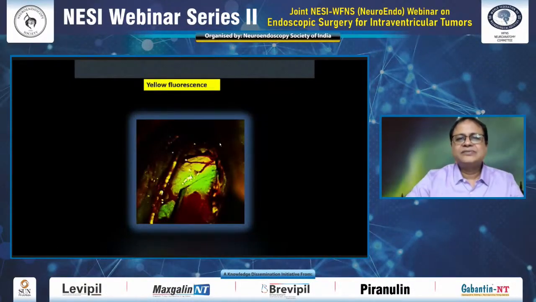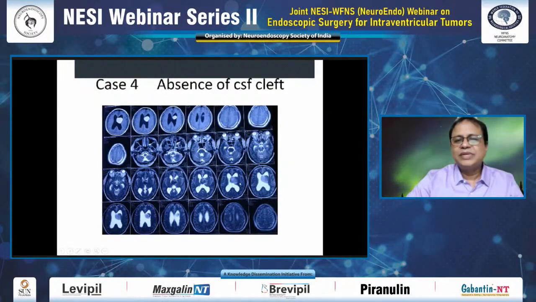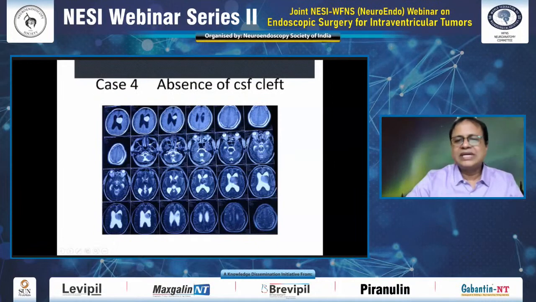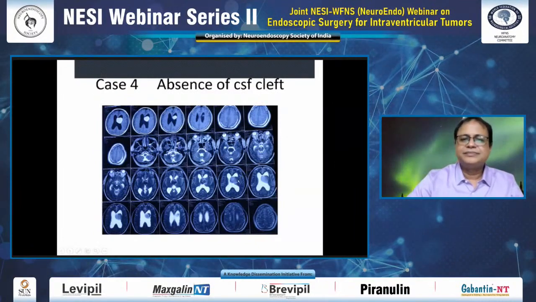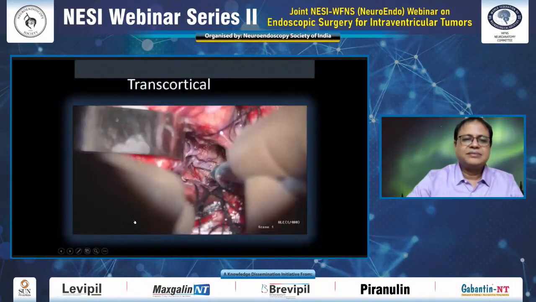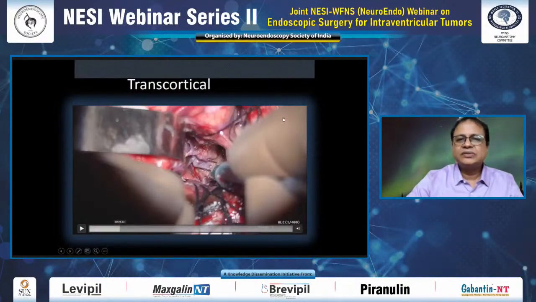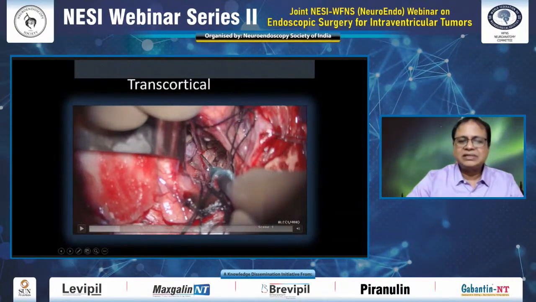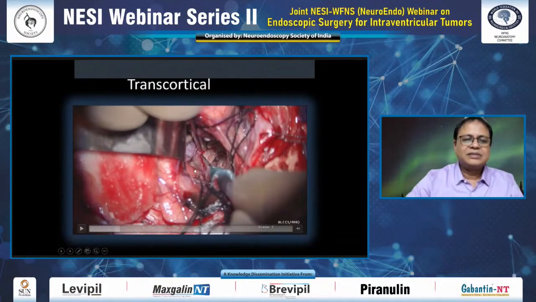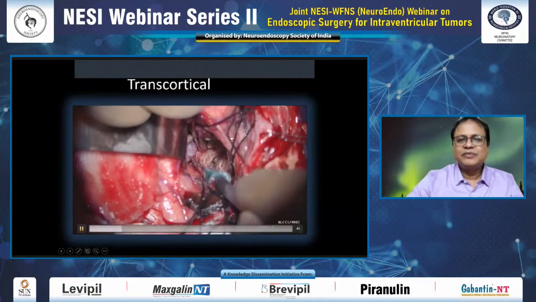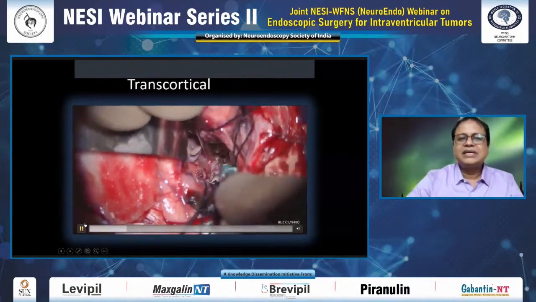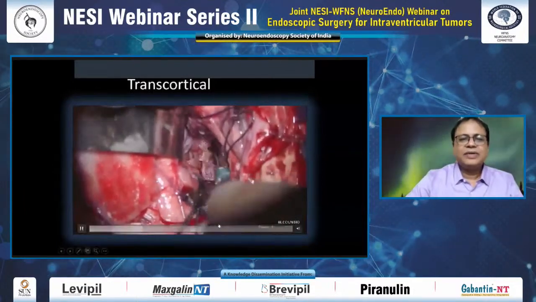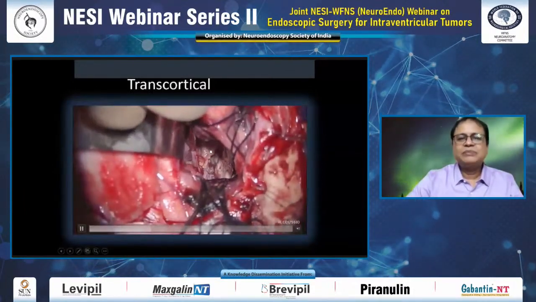Now, this is a case where there is no cleft between the lateral ventricle and the tumor. So this is the case where we do a transcortical, not transcallosal. This is done again through a craniotomy, which means not a 3 centimeter trephine but a 4 centimeter trephine, using a standard microscopic technique. We have used a retractor, but one can do it with a port also.